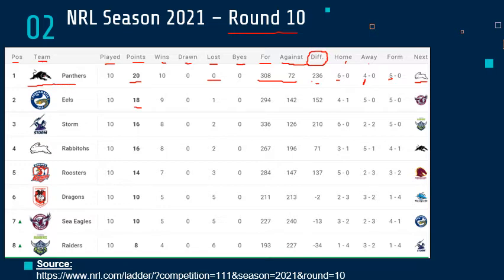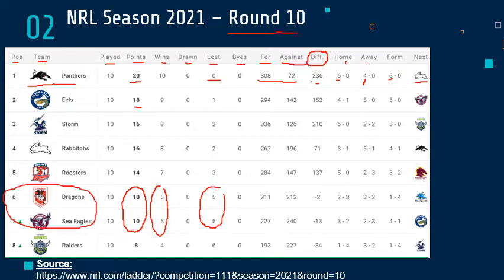But I can also go through this data and look at some of the other teams. So here I can go down the points. I can see, well, actually Dragons and Sea Eagles have the same number of points. So they have the same number of wins and the same number of losses. So they're very close, these two teams. They also have very similar numbers of points scored for the team and points scored against the team.